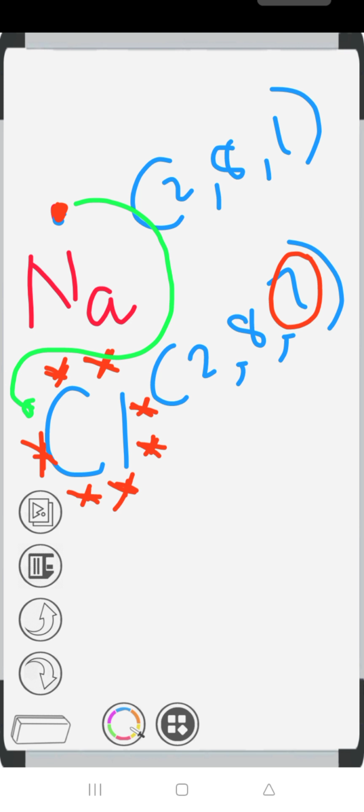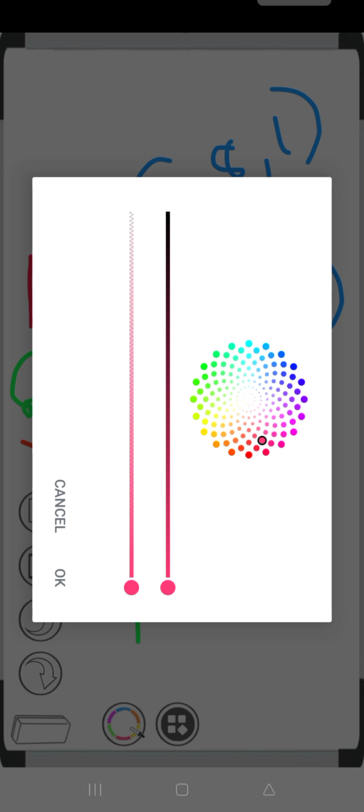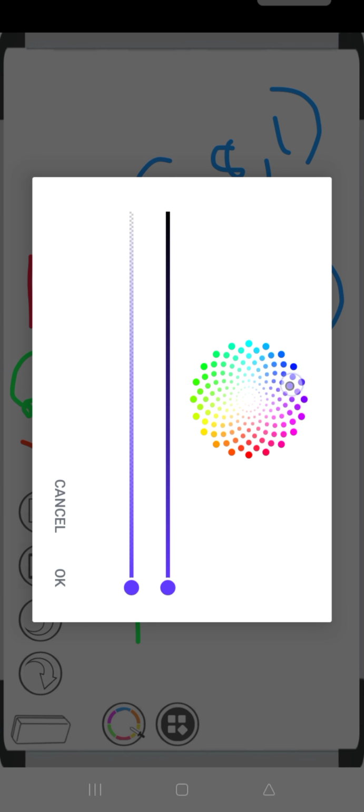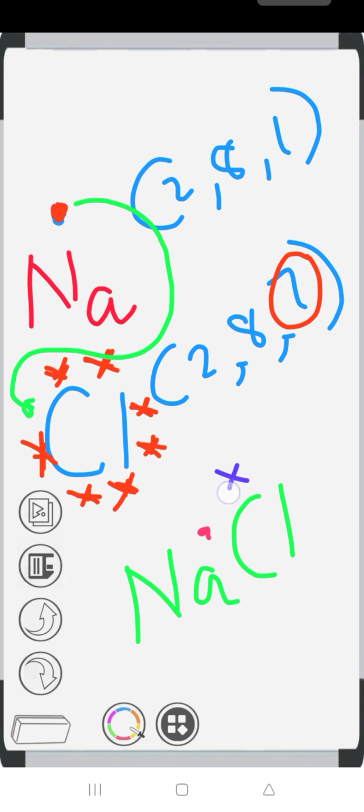When sodium and chlorine come together, how will the structure look? Sodium के पास एक electron है. This is the one electron of sodium, and chlorine has seven: एक, दो, 3, 4, 5, 6 and 7. So they have formed a compound. कैसे form? Look at this.